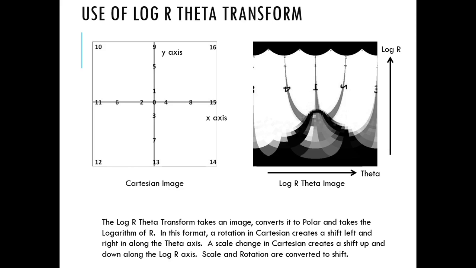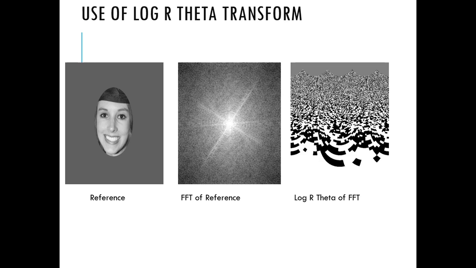Rotation in Cartesian domain creates a shift left and right along the theta axis. Also, a scale change in the Cartesian domain will cause a linear shift up and down the log r axis. Now that scale and rotation have been converted to linear shifts, the Fourier transform can be applied to determine if the reference pattern existed in the original image.